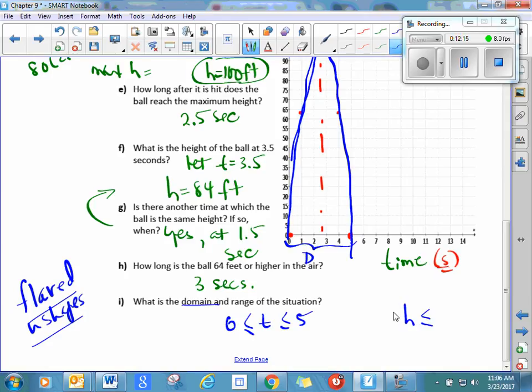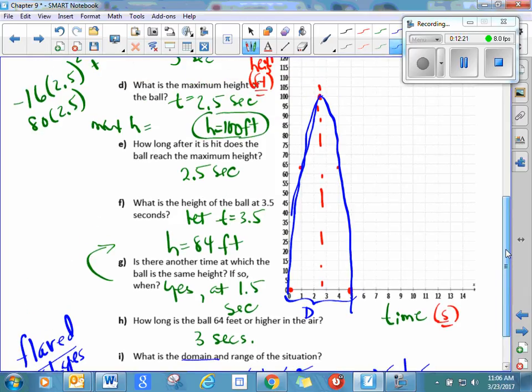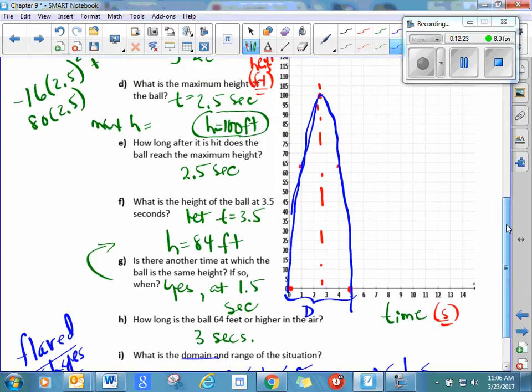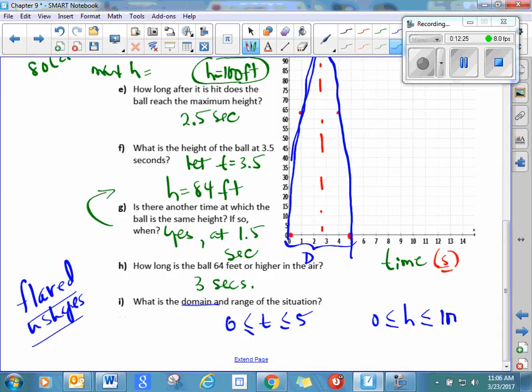So I'm going to go ahead and just put in my shell here. The height, of course, starts at 0 as well, when it's gone nowhere. And our maximum point, we said, was 100. So that's our domain. This is our range. And we are done with this problem.